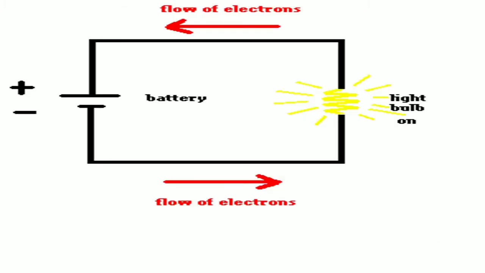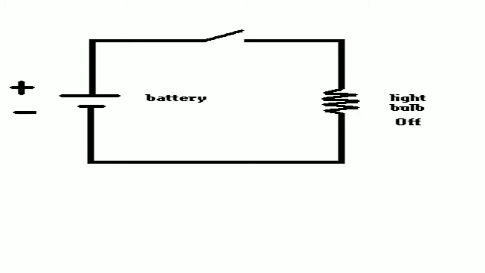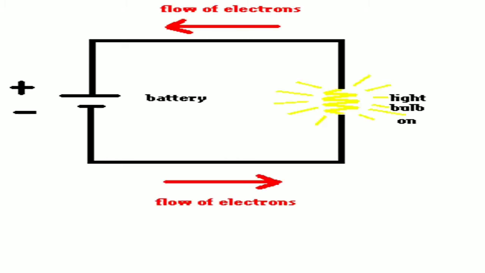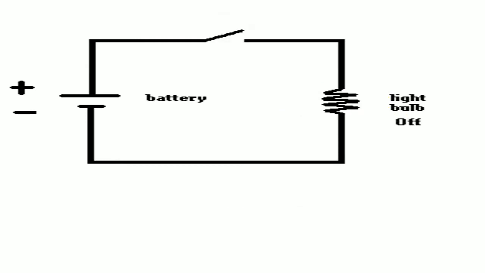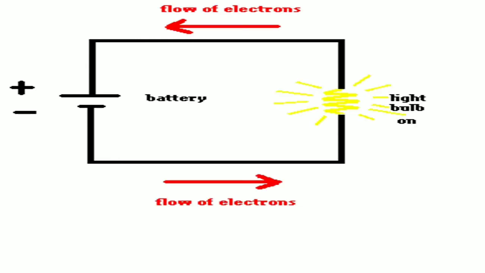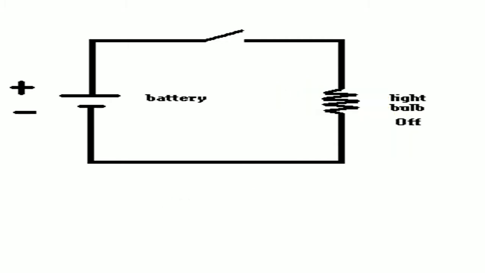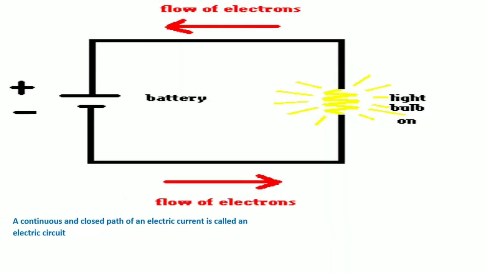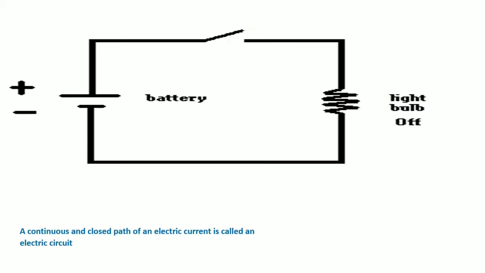A switch makes a conducting link between the cell and the bulb to form a continuous and closed path for the flow of electric current. And if the switch is off, that is, the circuit is broken, the current stops flowing and the bulb does not glow. Such a continuous and closed path of an electric current is called an electric circuit.